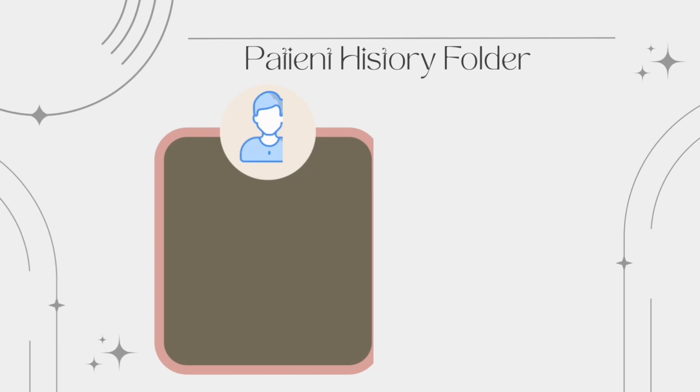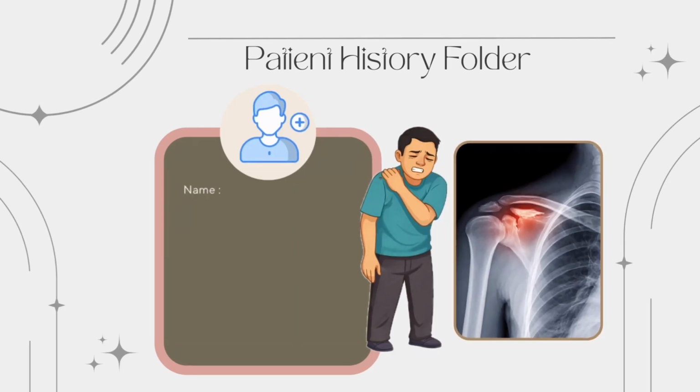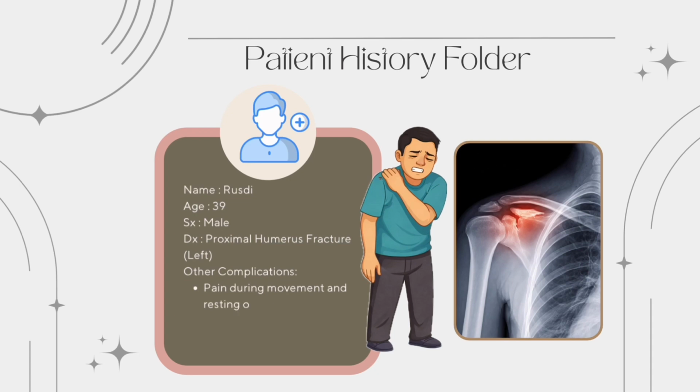This slide shows the patient history folder. The patient name is Rusdi. He is a 39-year-old male. He was diagnosed with a left proximal humerus fracture. Due to this injury, the patient experienced pain during shoulder movement as well as pain at rest. He also has reduced muscle strength and limited range of motion in his left shoulder. This complication affects his ability to perform daily activity and shoulder movement effectively.